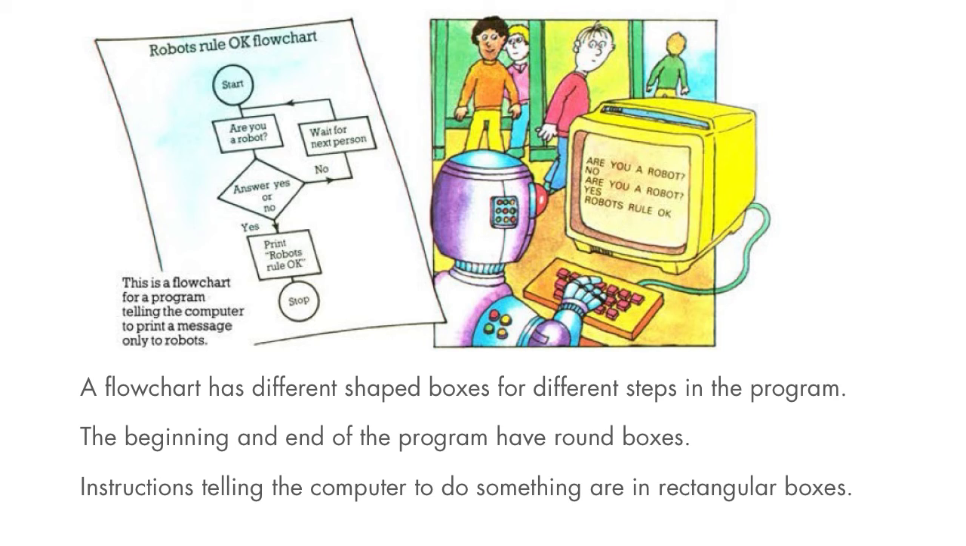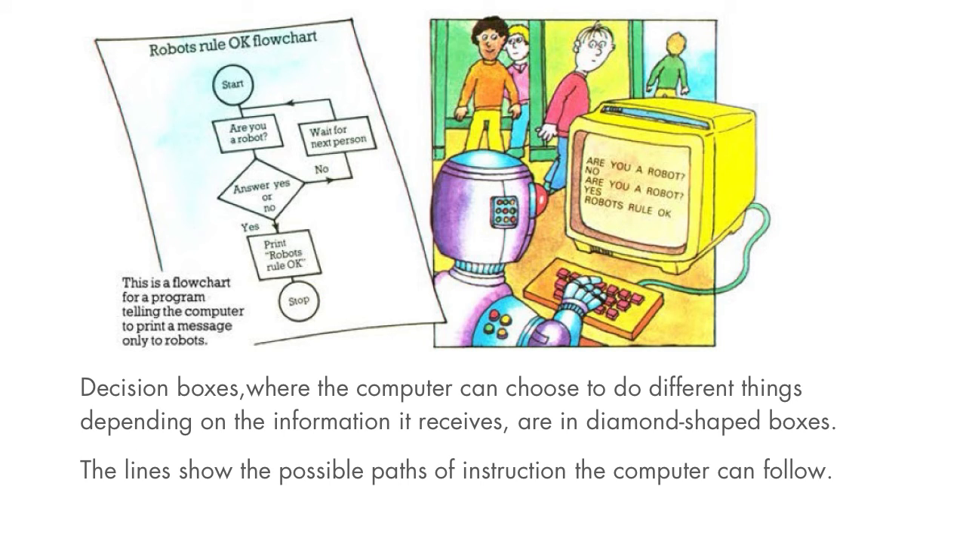A flowchart has lots of different shaped boxes for each of the different steps in the program. The beginning and the ends of the flowchart have rounded edges, and each of the instructions that tell the computer to do something are in rectangular boxes. And if the computer needs to make a decision, like, is it raining outside? If it's yes, then we go this way, and if it's no, we go that way. So decisions are represented with diamonds and the lines with arrows on them. And the arrows show the direction, the flow of the data.